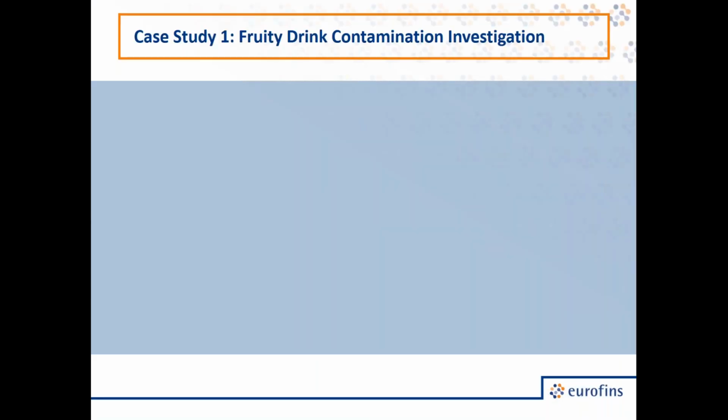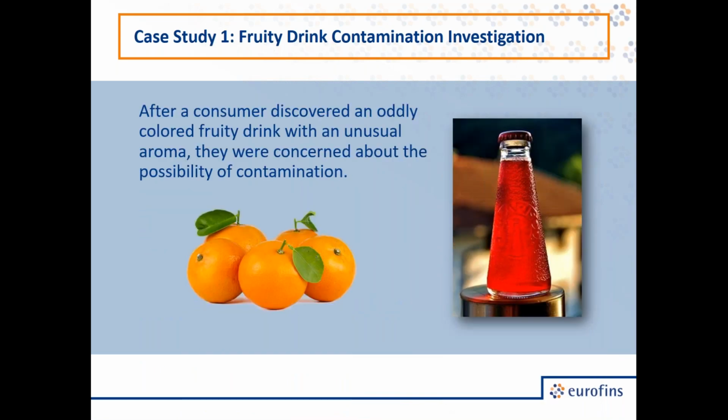So for our first case study, a consumer discovered an oddly colored fruity drink that also had an unusual aroma, and it made them question if it had possibly been contaminated. So this drink was usually bright red and fruity, and the product bottle that the consumer had found was a dark purple color, and it also had a chemical-like odor.